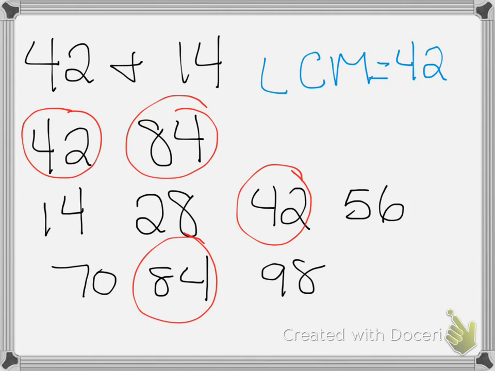The next one, 9, says, find 3 pairs of numbers for which the least common multiple equals the product of the 2 numbers. So we need to find 3 pairs of numbers for which the least common multiple equals the product of the 2 numbers. So you need to pick 2 numbers.